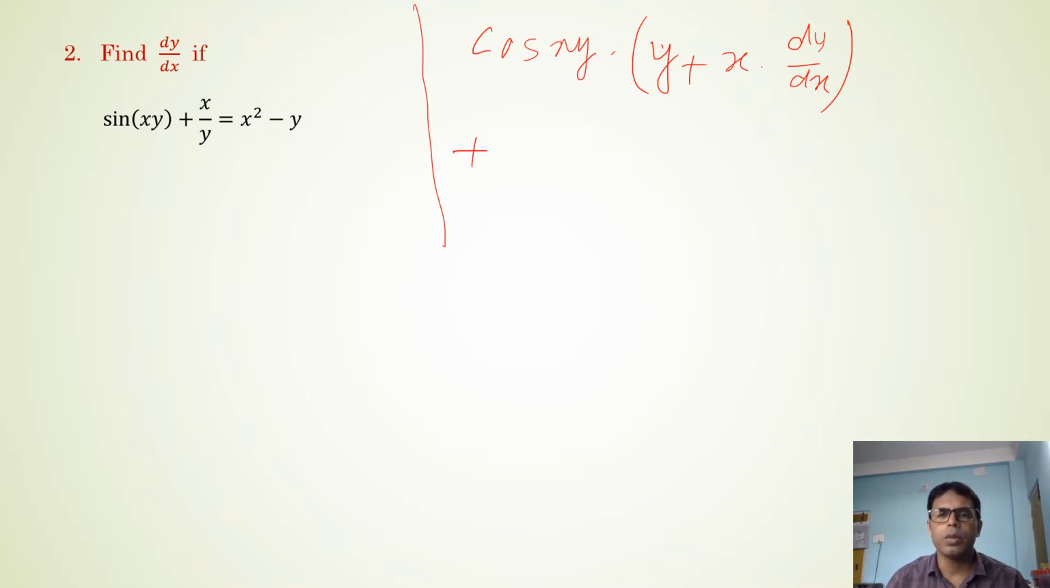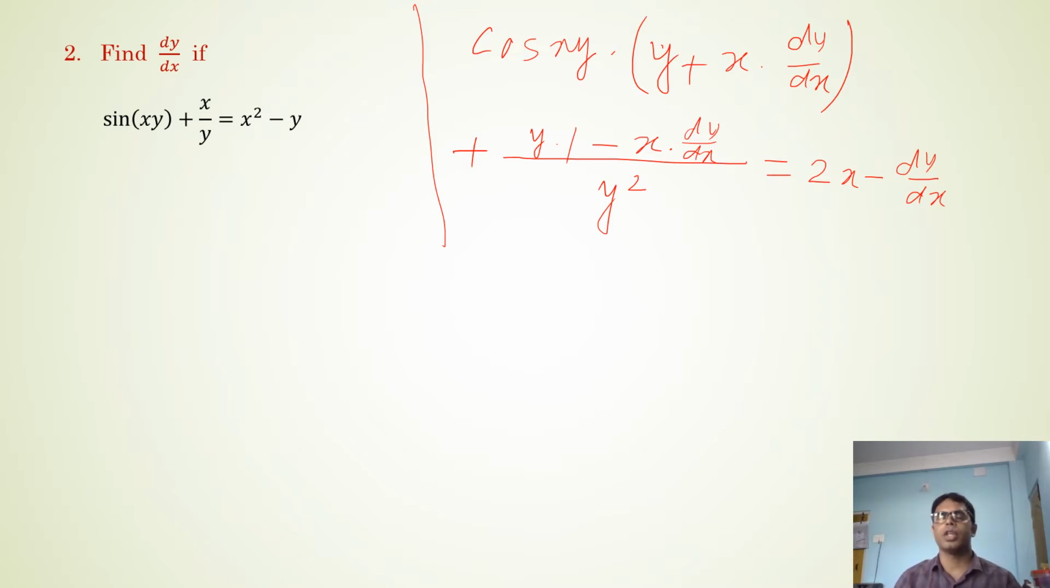We have to use the quotient rule here. The quotient rule: denominator squared, that is y², then denominator into derivative of the numerator, which is 1, minus numerator x into denominator derivative, which is simply dy/dx. And on the right hand side it is equal to x² differentiation, 2x, and minus y differentiation is only dy/dx. This is the differentiation line. Very important line, this one.